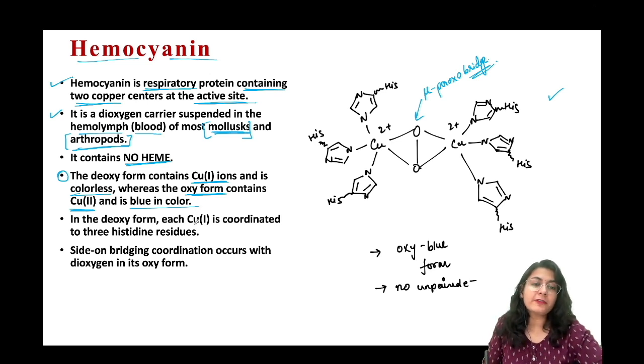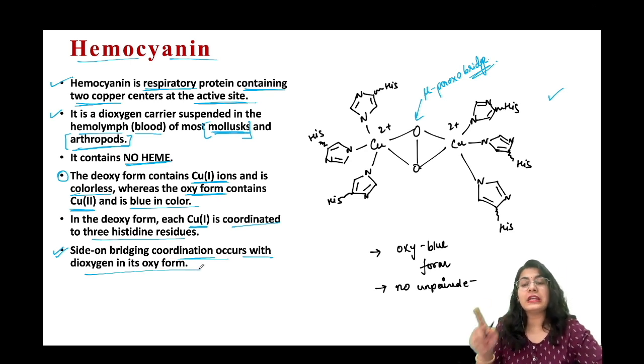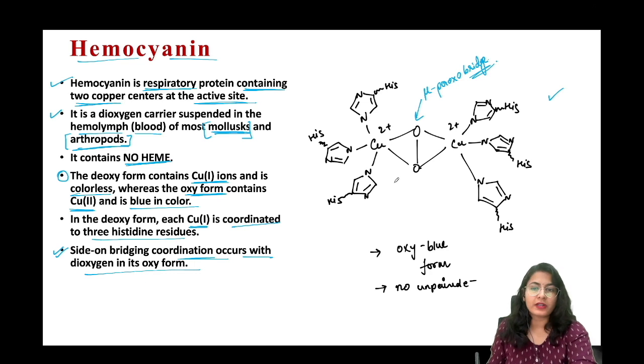In deoxy form, each copper 1+ is coordinated to 3 histidine residues of the amino acid. Side-on bridging coordination occurs with the dioxygen in the oxy form. So this oxygen over here, this is a side-on overlap. And many a times it is mentioned as eta2 or mu eta2 O2 2-, it is written in this way.